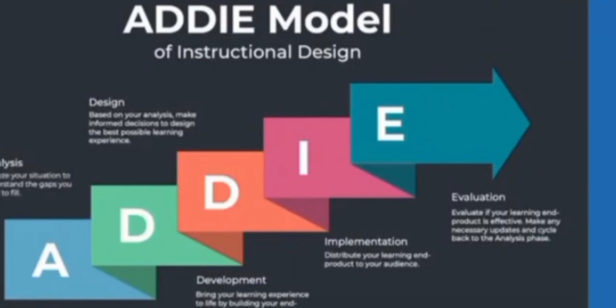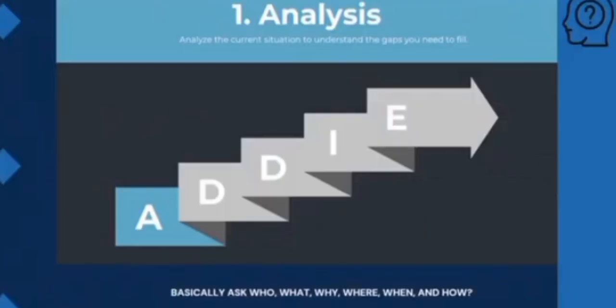ADDIE is an abbreviation for A, analysis, D for design, D for development, I for implementation, and E for evaluation. So let's first discuss analysis. A quality analysis helps identify learning goals and objectives. It also helps gather information about what your audience already knows and what they still need to learn. To perform a good analysis, just ask questions about who, what, why, where, when, and also how.